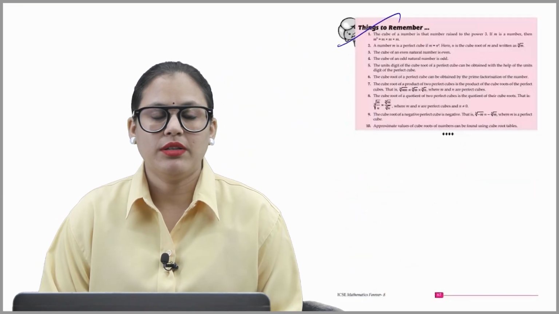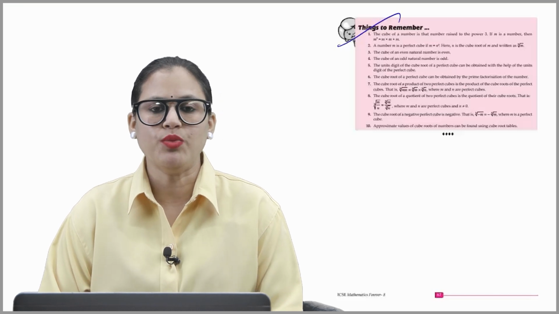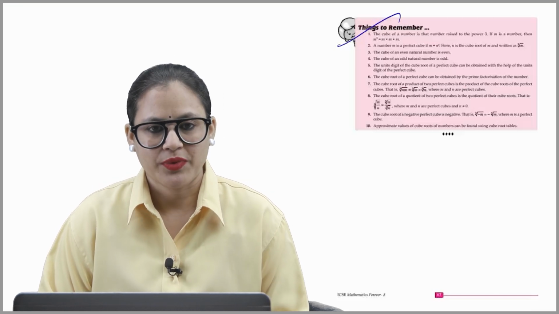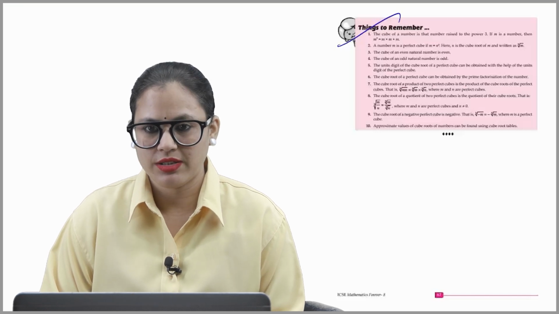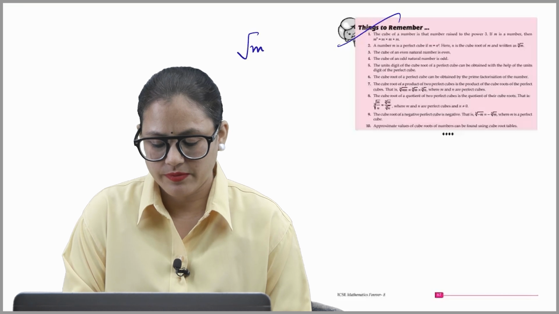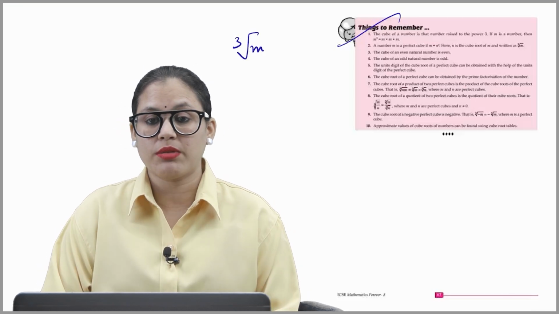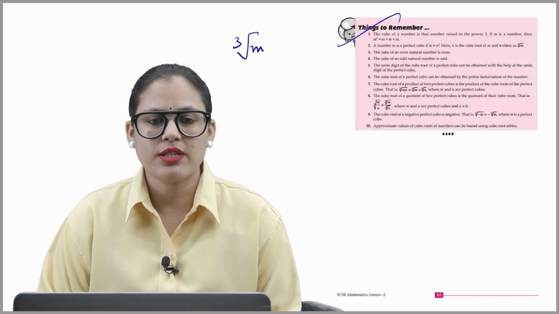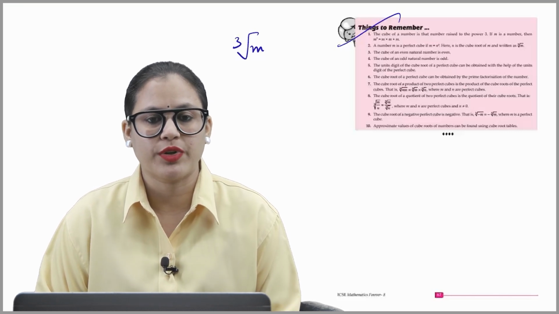Things to remember. 1. The cube of a number is that number raised to the power 3. If m is a number, then m cube is equal to m into m into m. 2. A number m is a perfect cube if m is equal to n raised to the power 3. Here n is the cube root of m. 3. The cube of an even natural number is even and the cube of an odd natural number is odd. 5. The units digit of the cube root of a perfect cube can be obtained with the help of the units digit of the perfect cube.